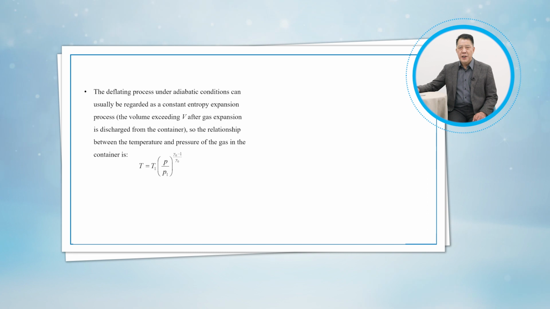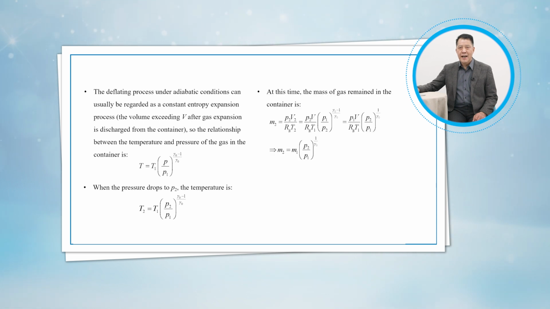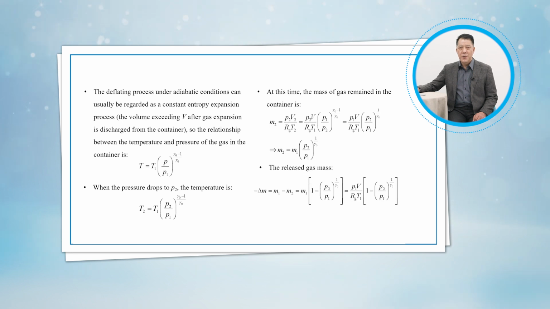So the relationship between the temperature and the pressure of the gas in the container is: when the pressure drops to P2, the temperature in the container then is. At this time, the mass of gas remained in the container then is. The gas mass released then is.